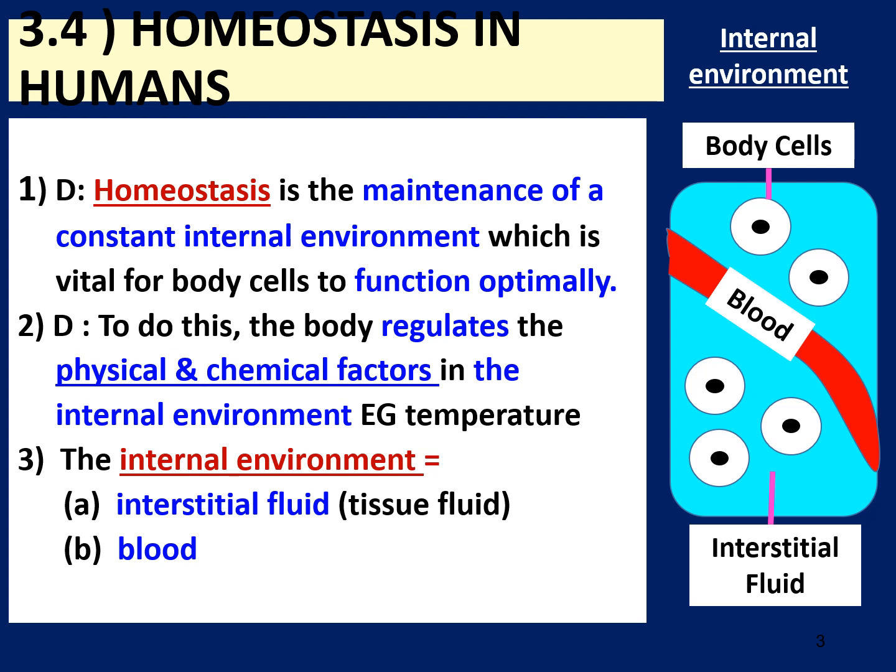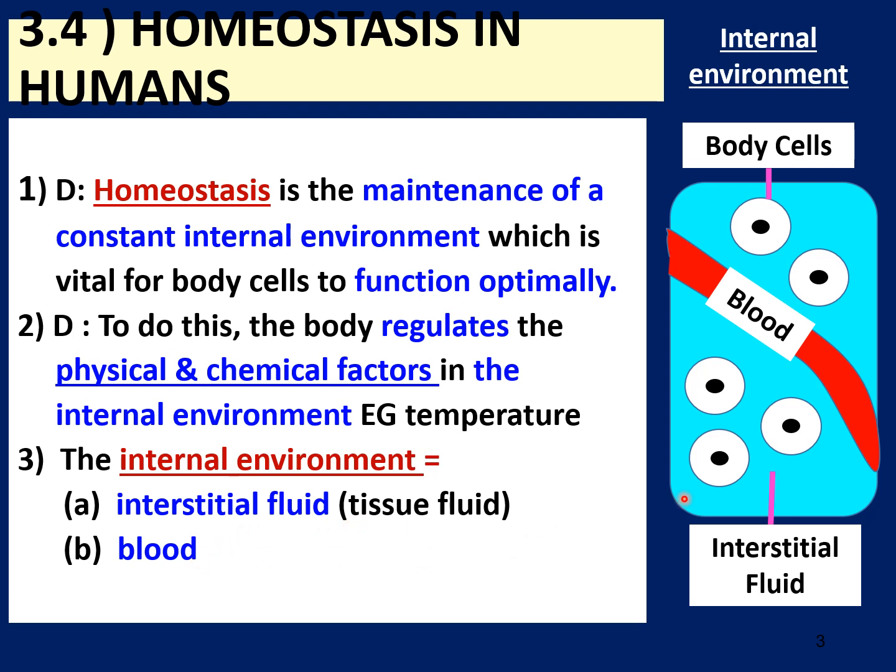Let us start by discussing what the definition of homeostasis is. So, homeostasis is the maintenance of a constant internal environment which is vital or important for body cells to function optimally in. Now, to do this, the body regulates the physical and chemical factors in the internal environment such as temperature or the blood pH, etc. And by a constant internal environment, the internal environment means the interstitial fluid or tissue fluid, that's the old term, and blood.